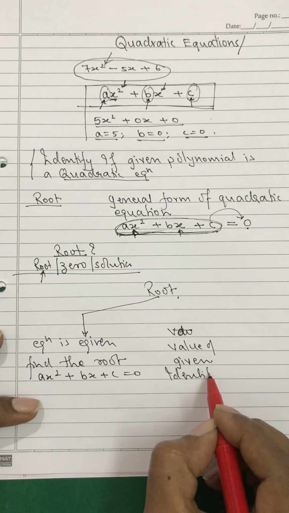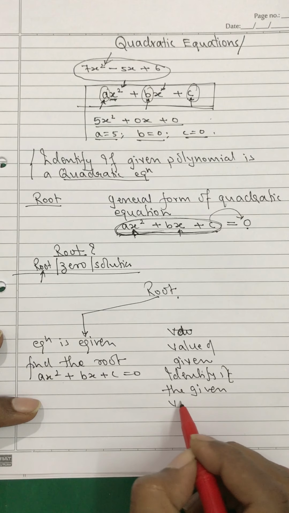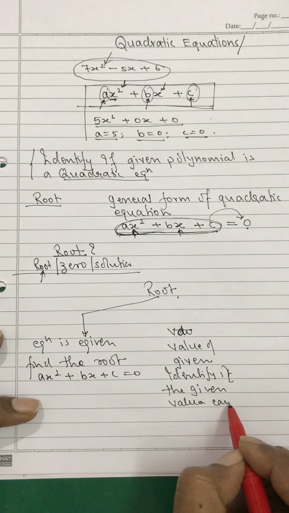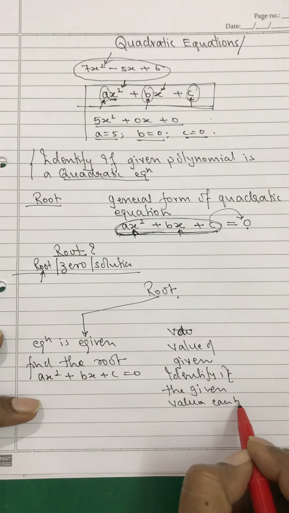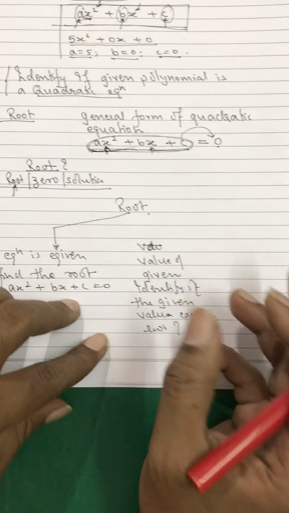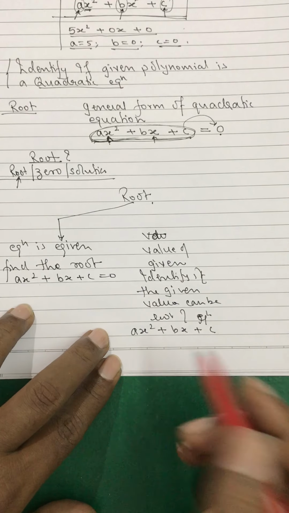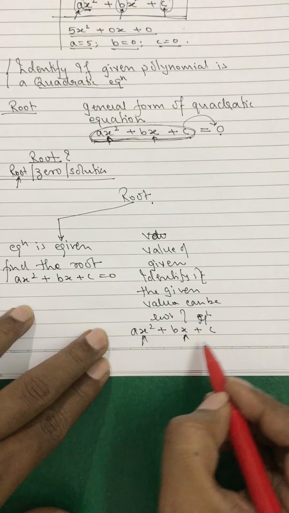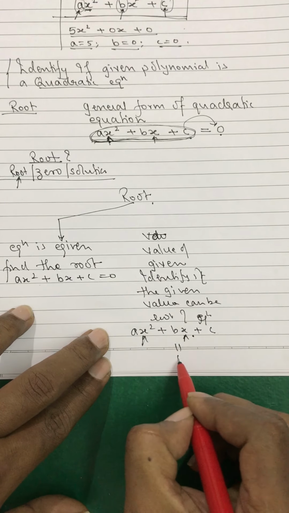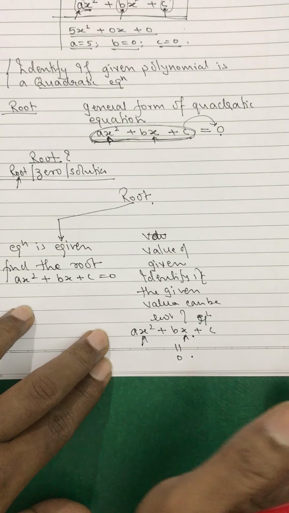Then one more question is there: a value is given, identify if the given value can be a root of the equation. A value is given and the equation also is given, and you have to identify whether the given value can be the root or not. At that time, you are going to use only the left hand side of the equation. You substitute the value in place of the variable, and if the answer comes equal to 0, then that value is a root, otherwise it is not a root. Are you getting my point?